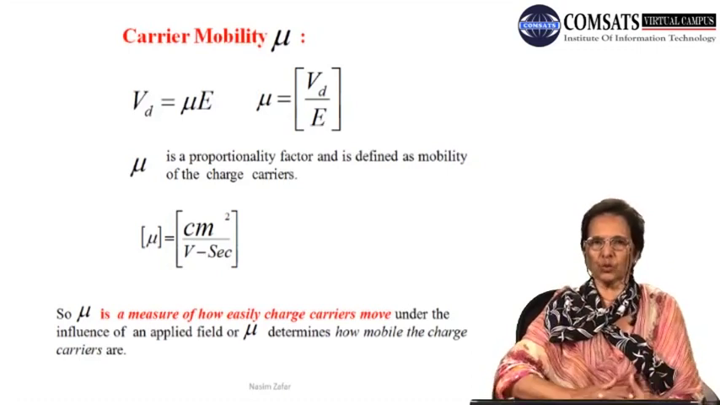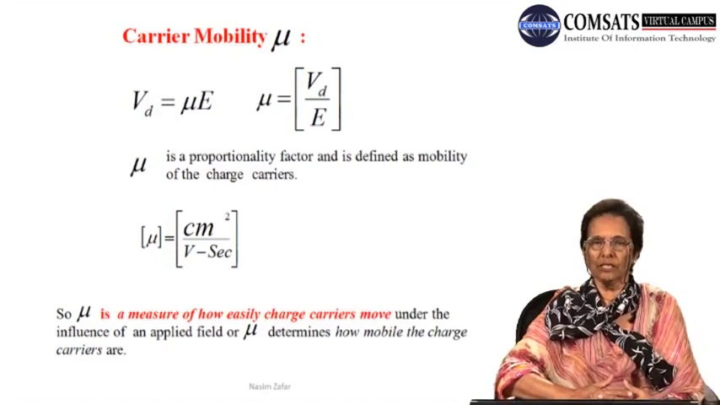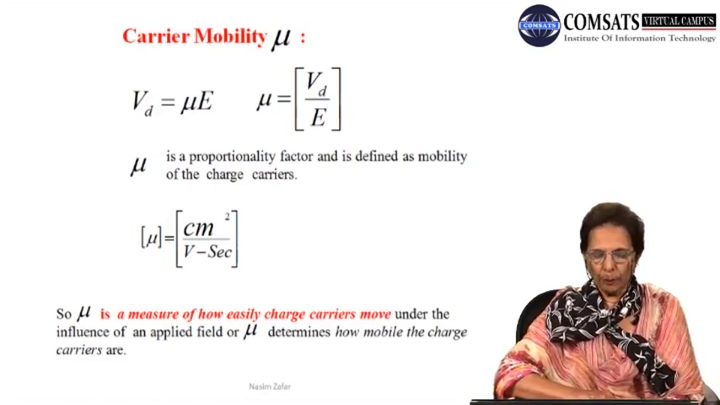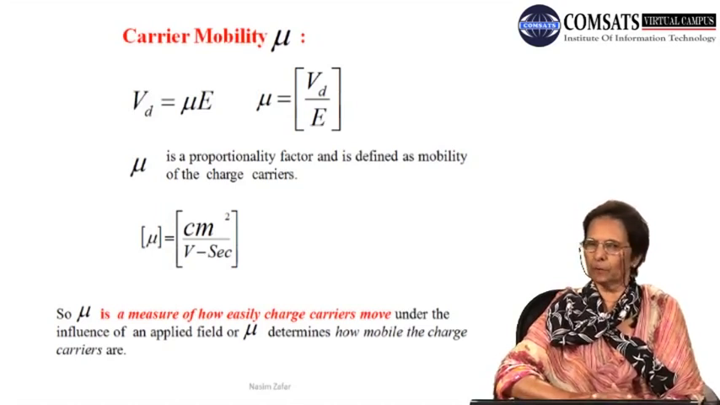So this was the summary of the concept of drift velocity and mobility as a result of the applied electric field. I read again: mu is a measure of how easily charge carriers move under the influence of an applied field, or mu determines how mobile the charge carriers are.